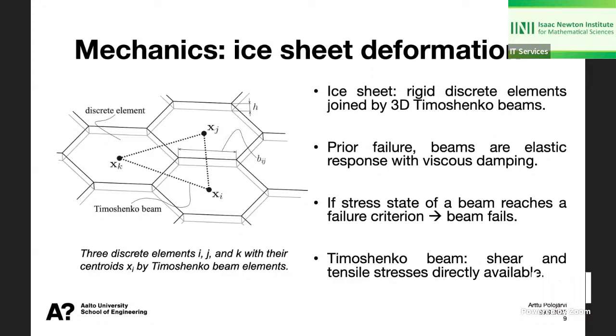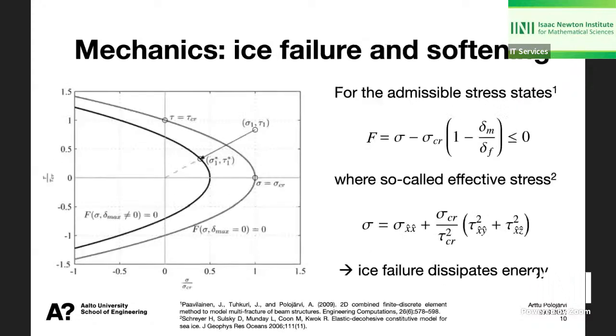Why Timoshenko beams are nice in these kinds of situations is that I right away have shear and tensile stress components in my beams available, and that becomes handy next when you start to look into the ice sheet failure. So our ice sheets now fail when the stress state is such that it reaches a failure criterion that we write as in here, and what we in fact use as a yield surface, and that I guess is what to take home from this slide, looks something like this, and it's actually drawn here.